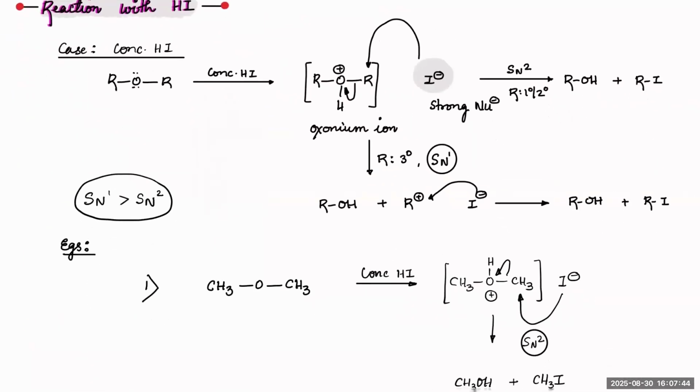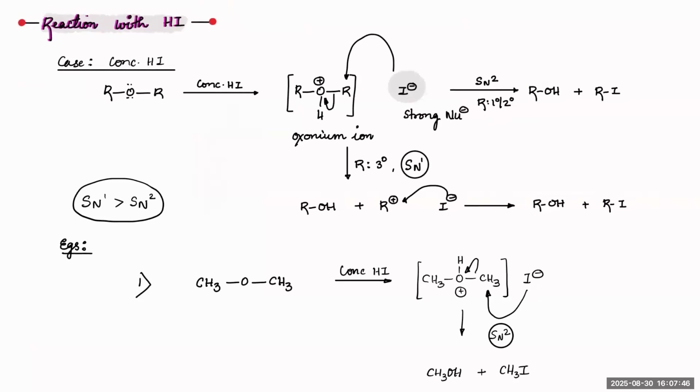Next is, how does the reaction happen with HI? When it comes to HCl and HBr, if you take concentrated HCl or concentrated HBr, reactions are very slow and backward reactions. So that's why reactions are typically observed with HI only. It has to be an extremely strong acid.